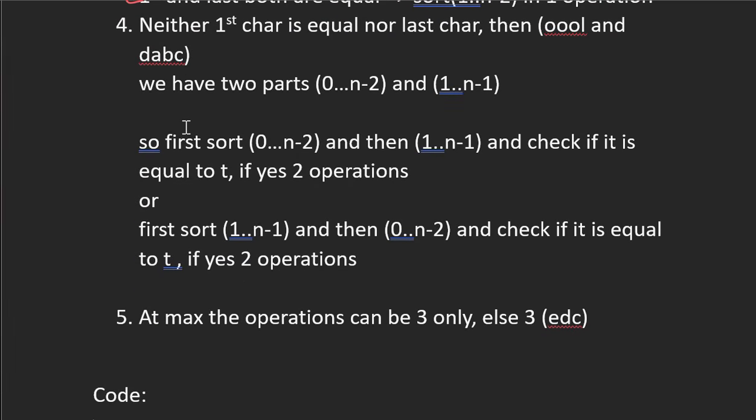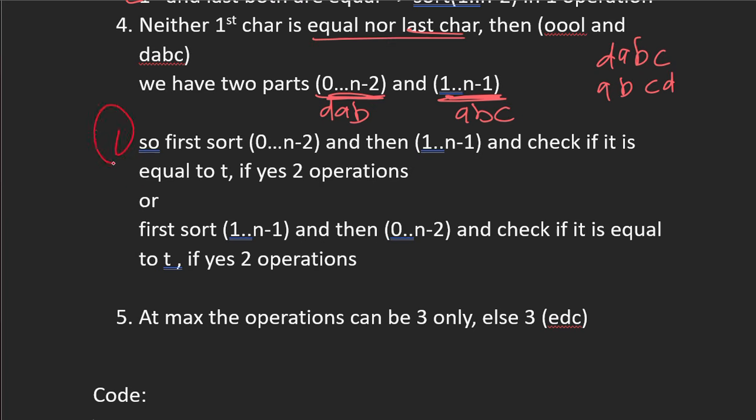Then the second case is neither the first character is equal nor the last character is equal. Suppose we are given a string DABC. What is the sorted string? Sorted string is A, B, C, D. We checked first is not equal, last is also not equal. Then what we can do is, now we have two parts. One part is from 0 to n minus 2, that is DAB. The second part is from 1 to n minus 1, ABC.